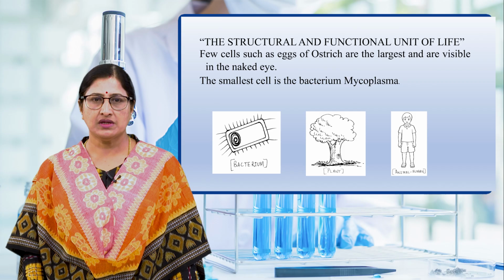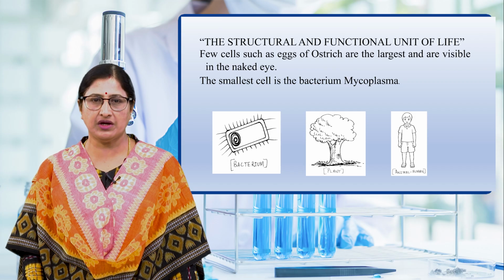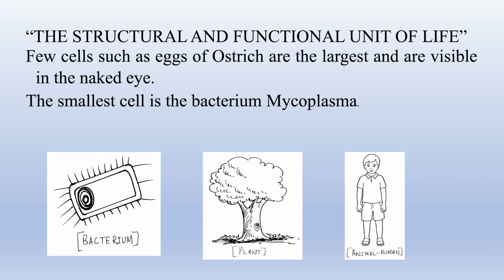Few cells, such as eggs of ostrich, are the largest and are visible in the naked eye. The smallest cell is the bacterium mycoplasma. Children, please see the three pictures given here. The first one is the example of a bacterium, that is a tiny microscopic organism. The second one is a plant which is macroscopic, and the third one is human, which is also macroscopic.